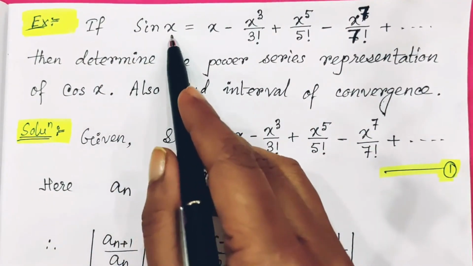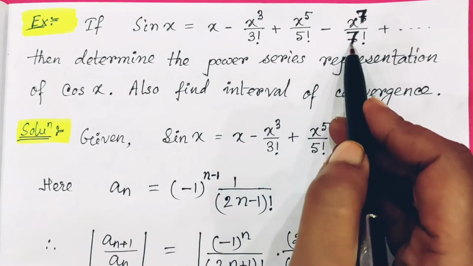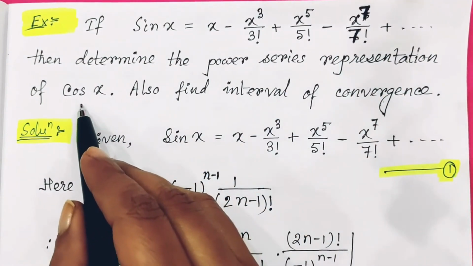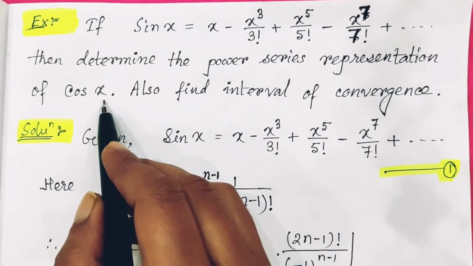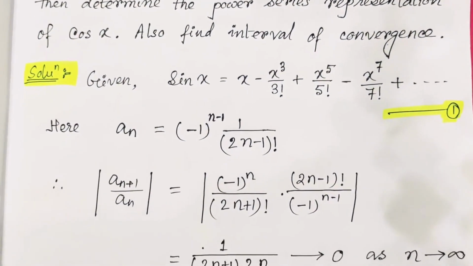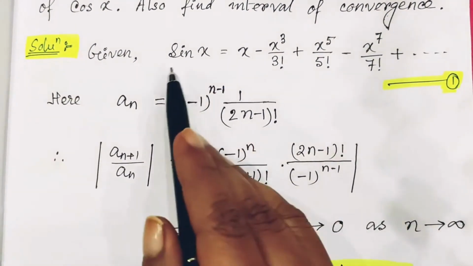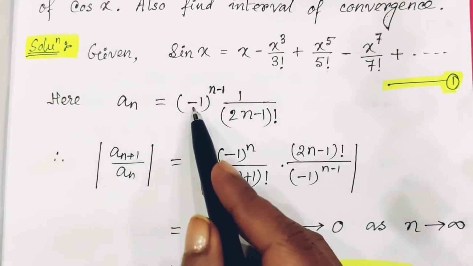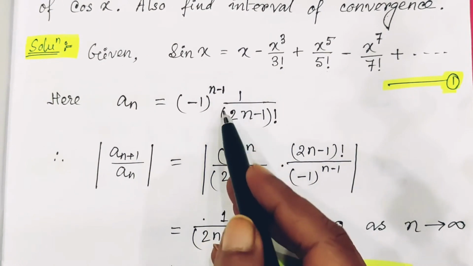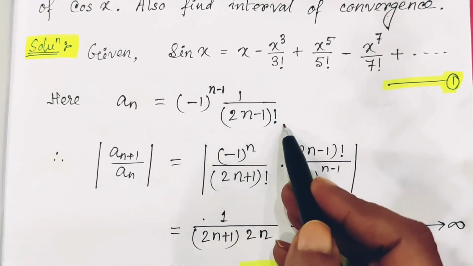Given the series for sin x, which is a power series, we are supposed to find the series for cos x and also the interval of convergence. So, let us see how to find it out. The given series is this one, sin x. From here, a_n is minus 1 to the power n minus 1 into 1 by (2n minus 1) factorial.